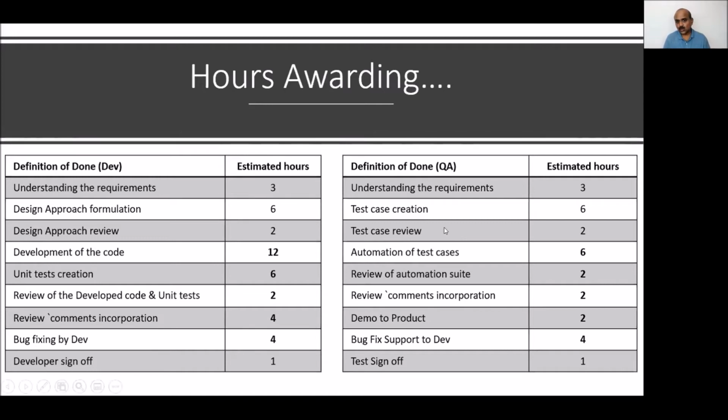Similarly, if you see QA, the QA has to understand the requirements. Test cases have to be created. Test case review should happen. Automation of test cases should be there, if possible, if applicable. Review of the automation suite, and then review comments incorporation.